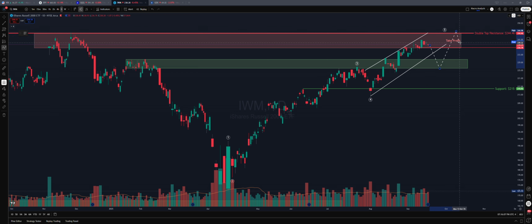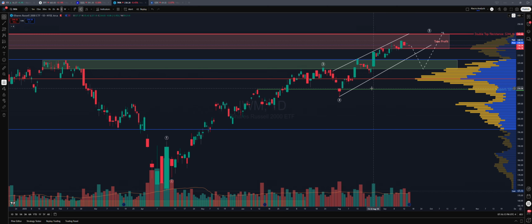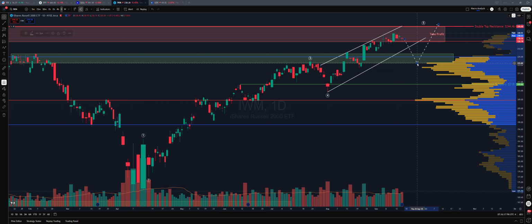So something I'm looking at. Let's turn on the volume profile. There you go. So lots of support within this region. Once you come here, you're going to see selling probably start slowing down. I'm saying if they're selling, it slows down over here.